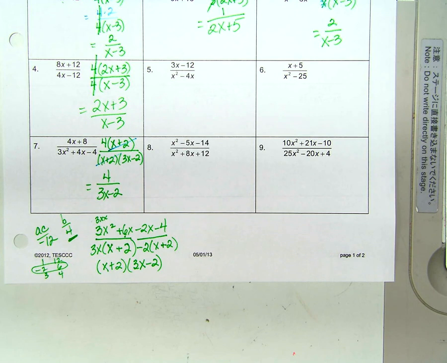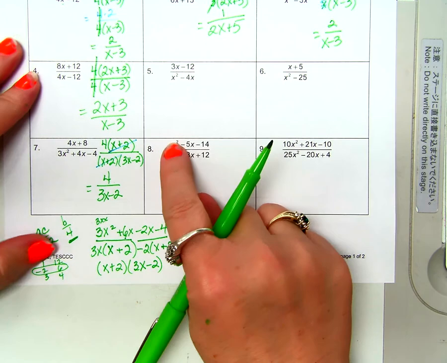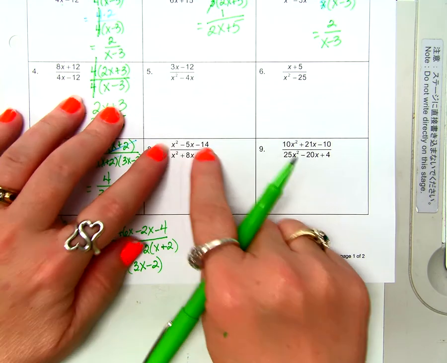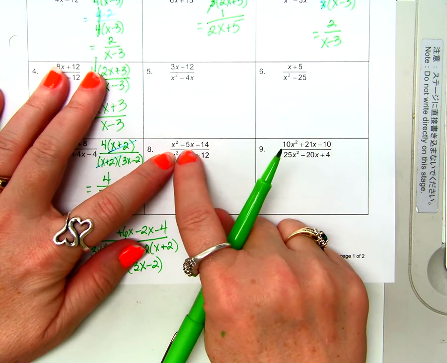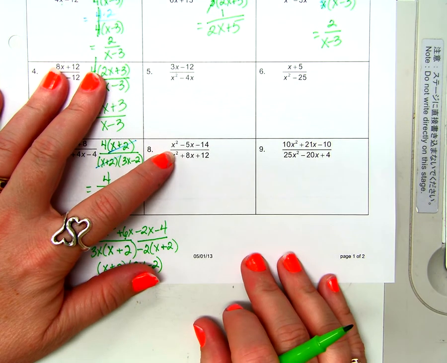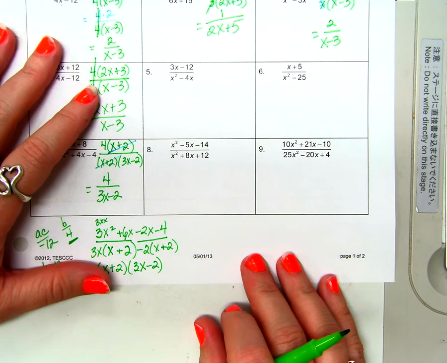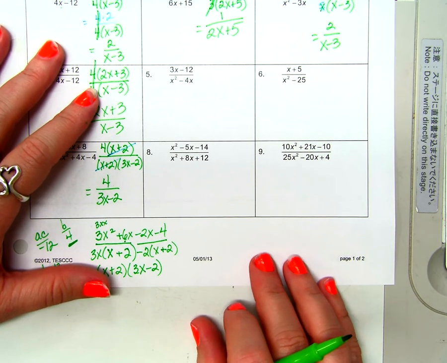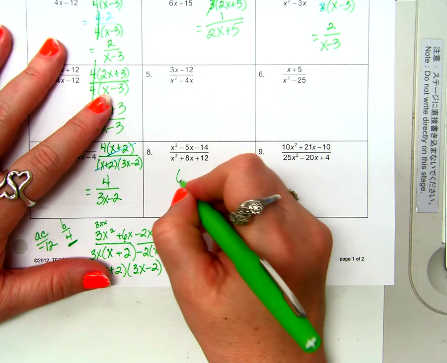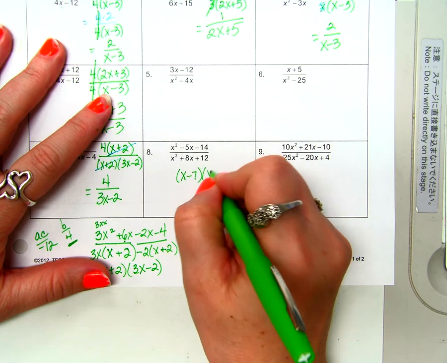Let's do 8. Factor number 8. Can we do our shortcut on 8? Is that a 1? Yes, so then what multiplies to be negative 14 and adds to be negative 5? Negative 7 and positive 2. X minus 7, x plus 2.